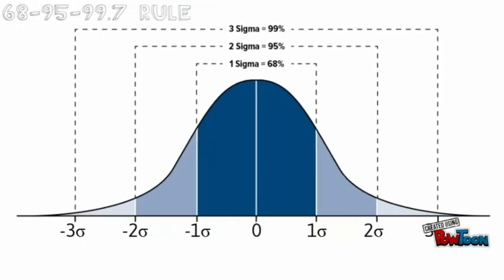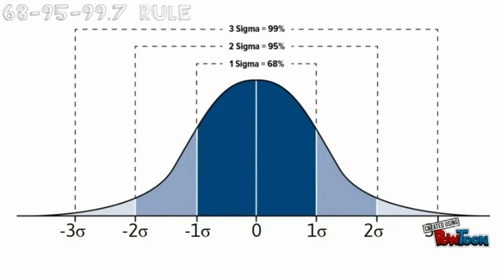The 68, 95, 99.7 rule tells us that about 68% of the data fall within one standard deviation of the mean. About 95% of data fall within 2 standard deviations of the mean, and about 99.7% of data fall within 3 standard deviations of the mean.